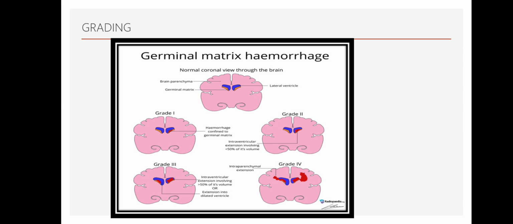If we talk about the grading system, germinal matrix hemorrhage is classified by the Papile grading system.